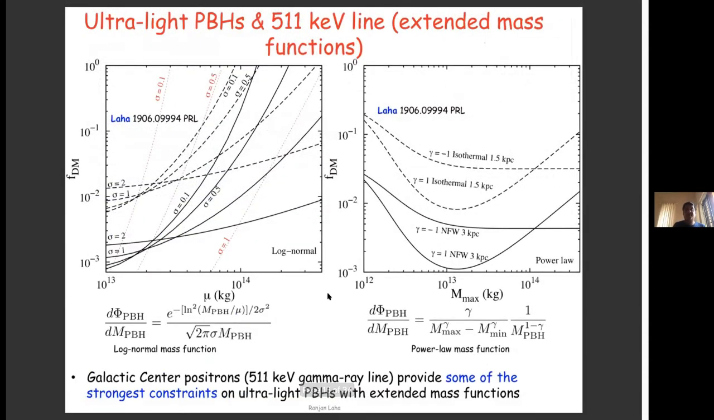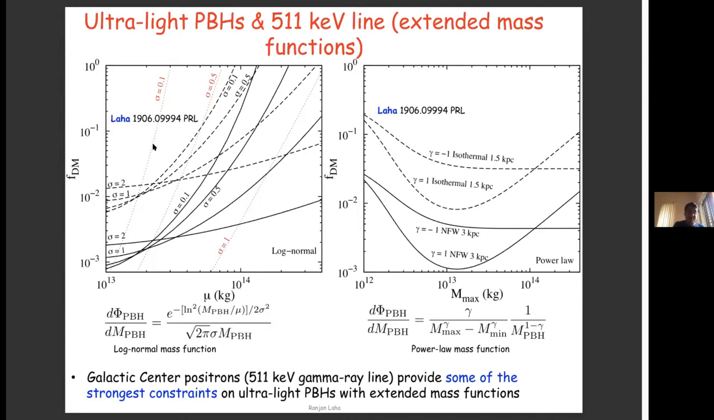So the previous plot was for non-rotating primordial black holes with a monochromatic mass function. You can also do it for an extended mass function. Again, I took two kinds. One was the log-normal mass distribution. This is dφ/dm, where the parameters are mu and sigma. Again, what you plot on the y-axis is the fraction of the dark matter in the form of primordial black holes. Mu is the parameter on the x-axis.